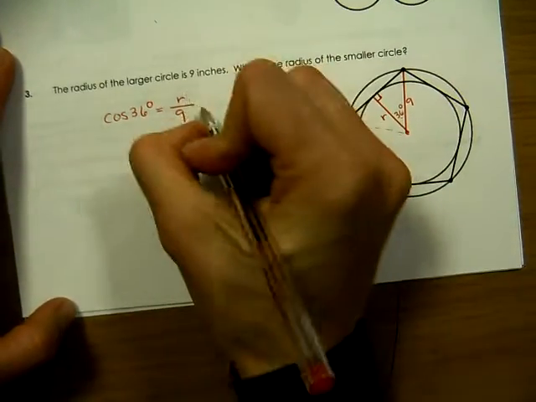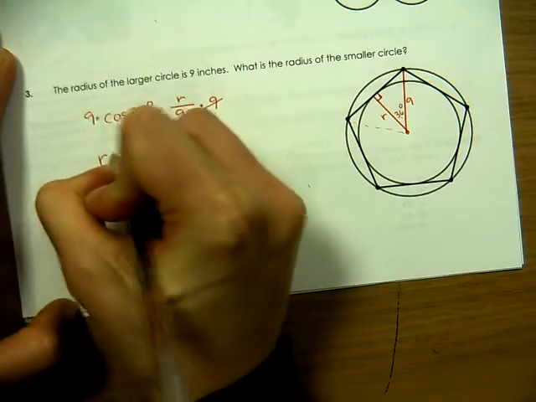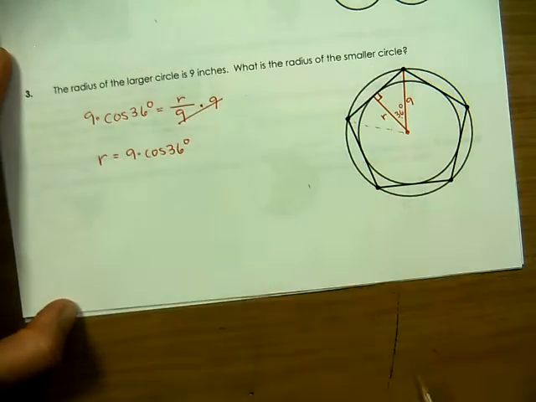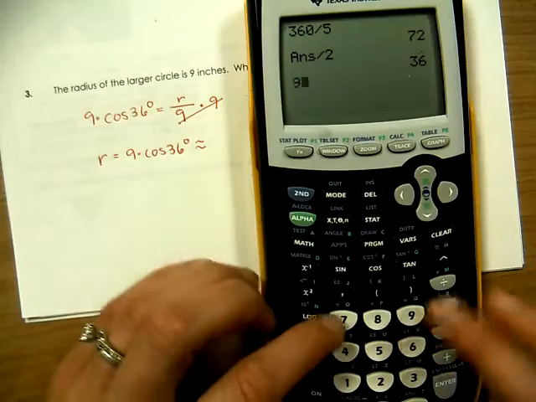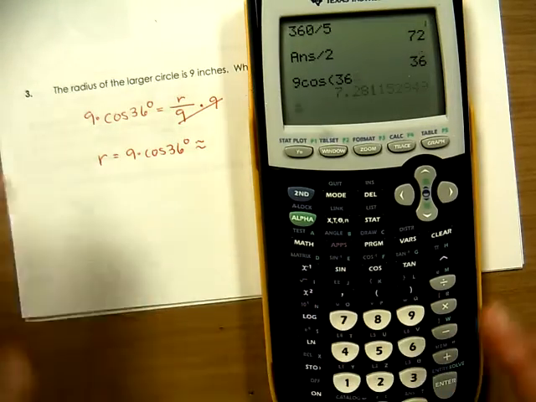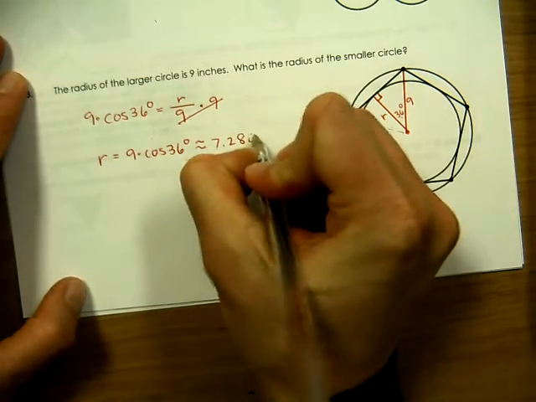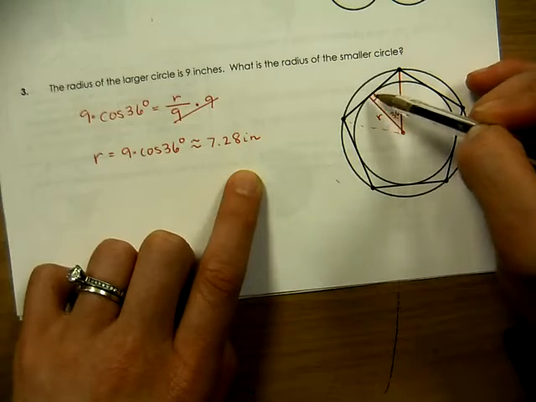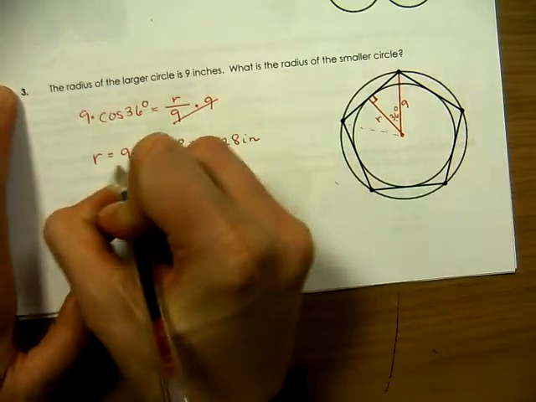Now I can use the exact answer or the approximate. This doesn't tell me what to round to, so I'm going to stick with exact. I multiply both sides by 9, and I get that the radius is equal to 9 times the cosine of 36 degrees. If you want an approximate answer, make sure you are in degree mode, otherwise you're not going to get the same answer: 7.28. So it's about 7.28 inches, which makes sense because if this is 9, it's got to be shorter, but it doesn't look significantly shorter. So that makes sense. So I can throw in inches here or here.